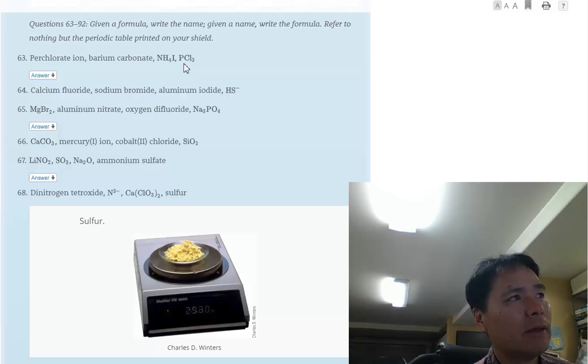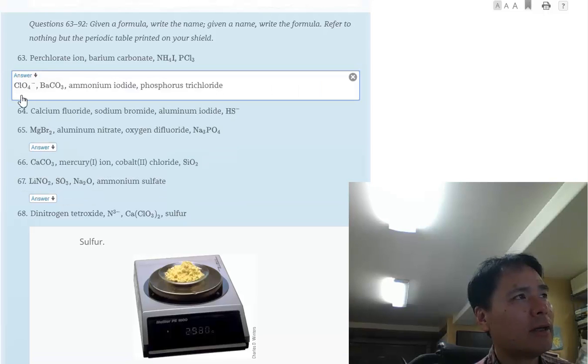And then finally, this would be a molecular compound. Over here, this is an ionic compound because we recognize the ammonium there. But over here, this is going to be phosphorus trichloride. So we can check the answers here: ClO4 minus, BaCO3, ammonium iodide, and phosphorus trichloride.